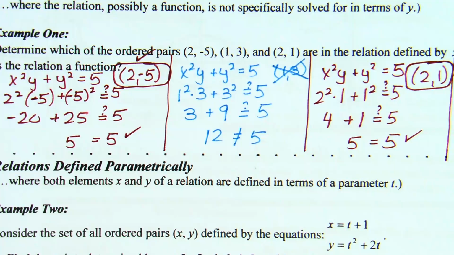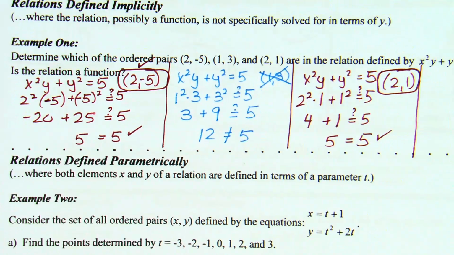So the bulk of this problem was to determine which of the ordered pairs are in the relation. We determined (2, -5) and (2, 1) are in the relation. We determined (1, 3) is not in the relation. And did you guys remember the other question? Is the relation a function?